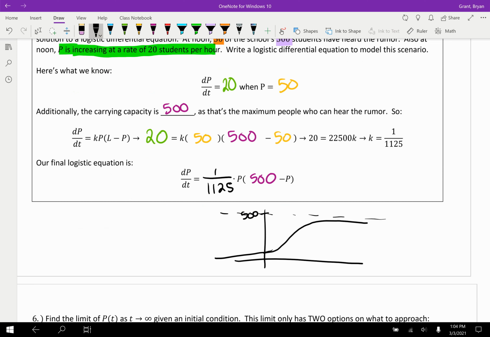This will probably continue down here. Our point of inflection is at, of course, 250, half the carrying capacity. So I know that if the number of people that have heard the rumor is less than 250, the rate that the rumor is spreading is increasing, right? It's steep. But then after 250, the rate slows down, which makes sense in a situation because there's going to be fewer people that haven't heard it, and so maybe they're off campus at a time, whatnot. It takes a while for the last couple people to hear that rumor.